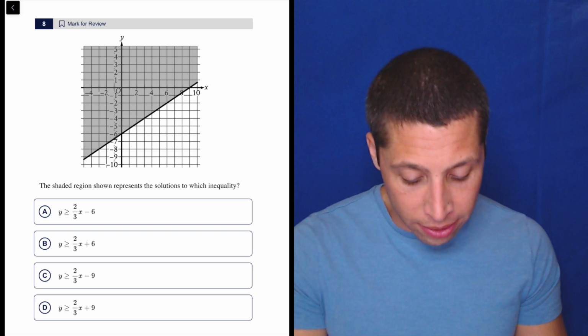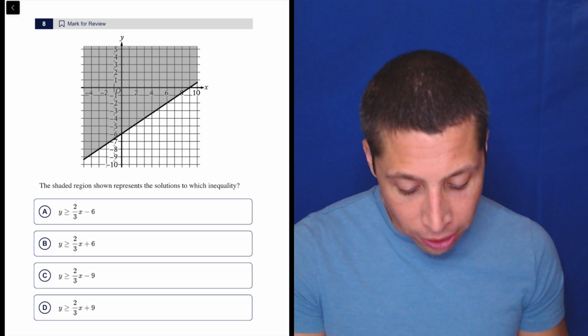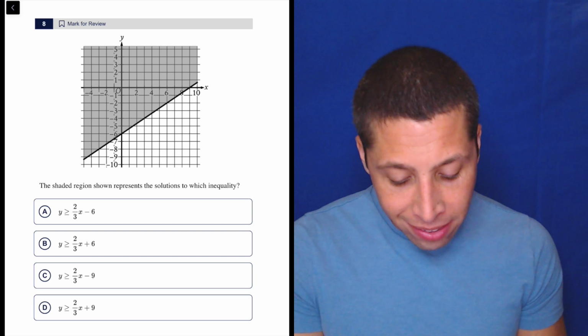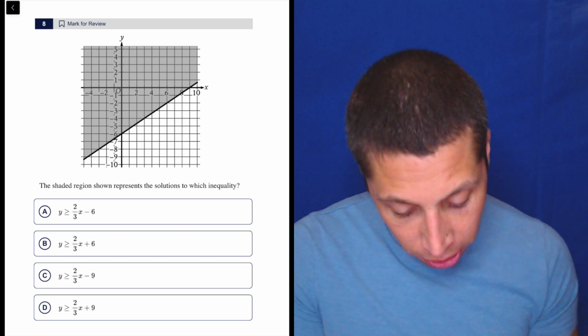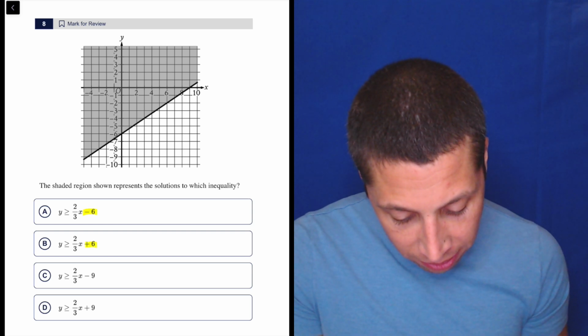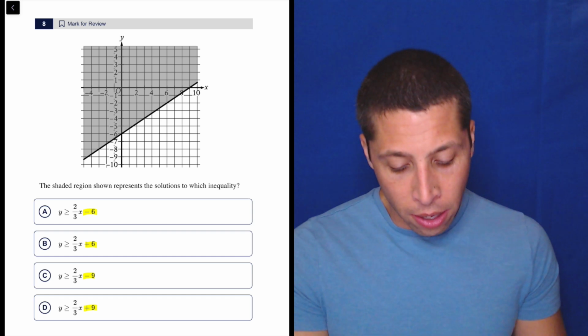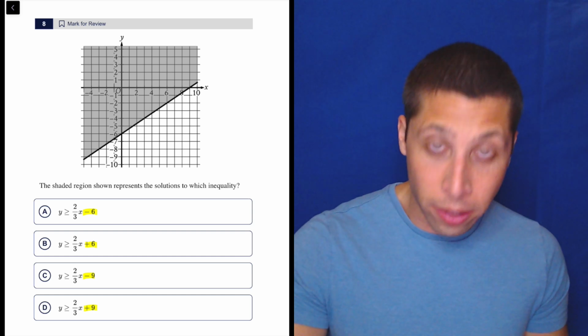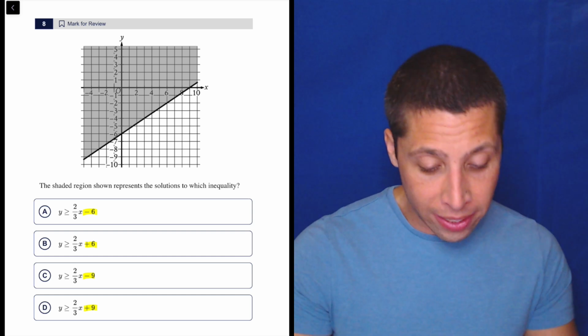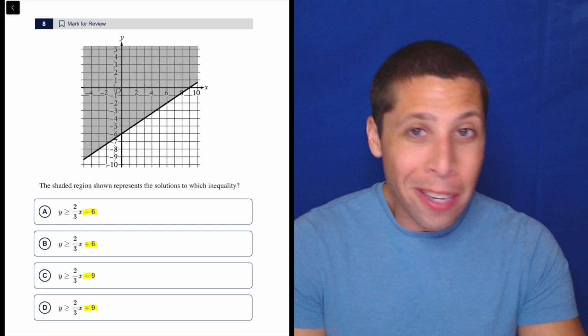Obviously, we can see that we have different y-intercepts here, right? In fact, that's the only thing that's different, right? Let's just look. -6, +6, -9, +9. Everything else is the same, right? The inequality symbol is the same. The slope is the same. So this isn't really about inequalities at all.